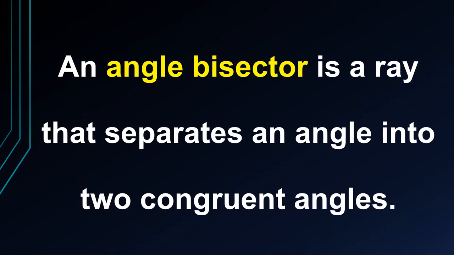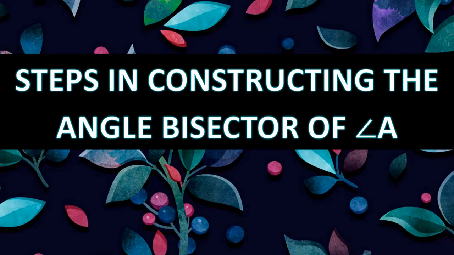Remember that an angle bisector is a ray that separates an angle into two congruent angles. And we have some steps in constructing the angle bisector. So let's say meron tayong angle A.